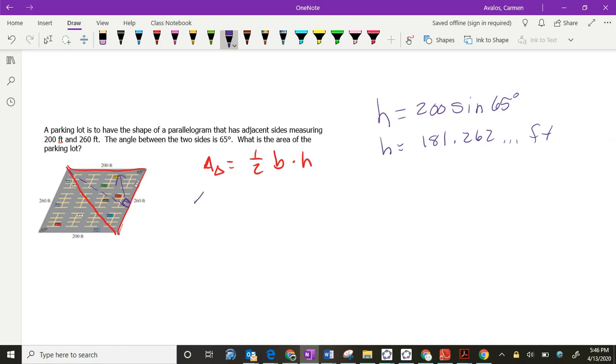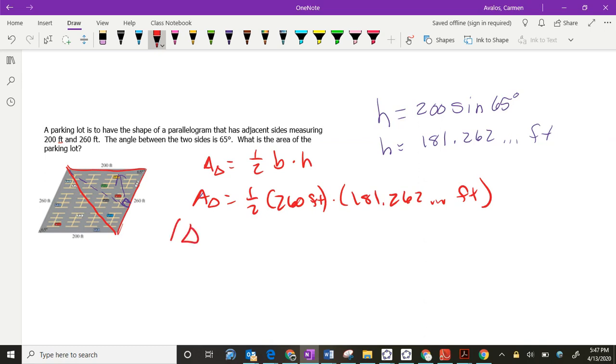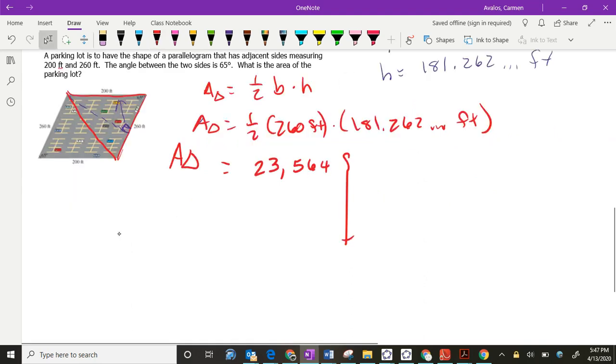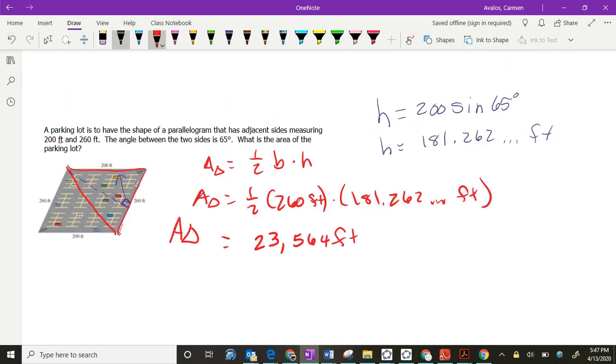So the area of the triangle is going to be 1/2 the base, which is going to be 260 feet, times the height, which is going to be 181.262 feet there. And when I calculated, using my stored info on the height, it turns out that we are going to get approximately 23,564 feet squared. So we're going to have that to be feet squared.